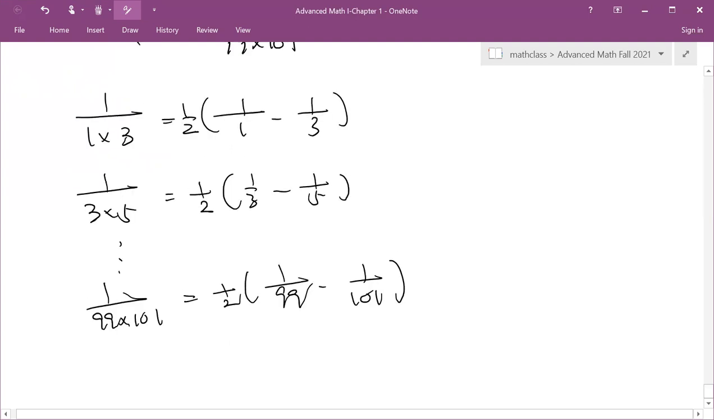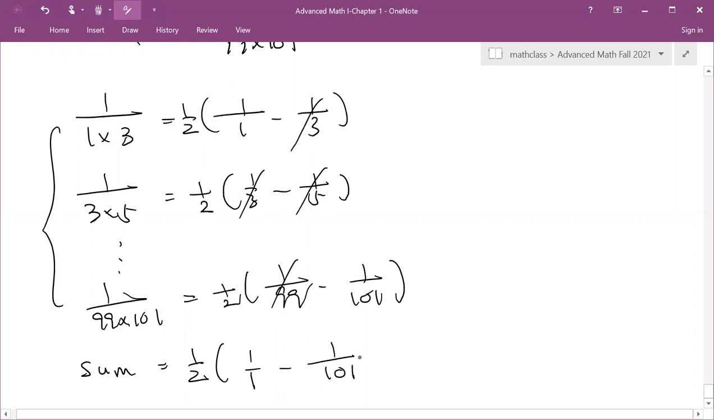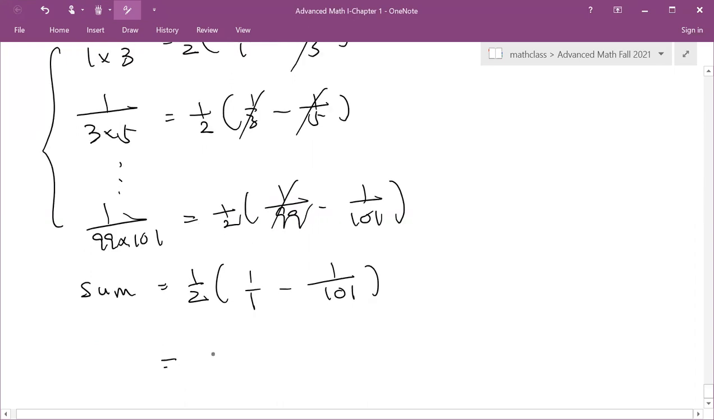So now, add them together. So the sum on the left-hand side is going to be the sum of the terms on the right-hand side. And you will see that all the terms cancel out when you add them together. You only get the 1 minus 1 over 101. So it's going to be 101 minus 1, which is 100. 100 divided by 2 is 50. So that is the answer.